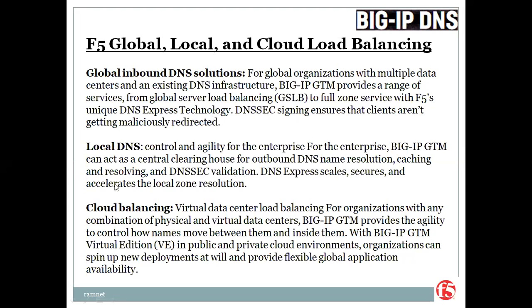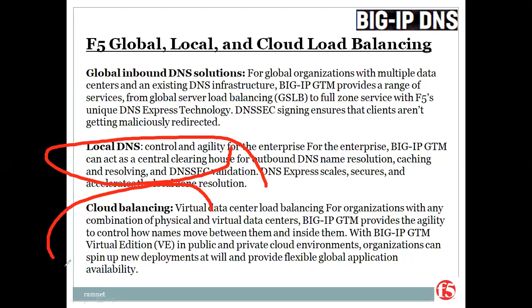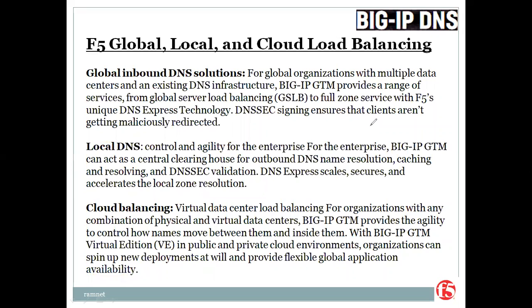Local DNS is used locally. If you would like to monitor something, or keep your DNS local, you can go with the local DNS. For cloud balancing, if you install all your servers on the cloud, either AWS or Azure or Google Cloud or something, we can go with the virtual edition. That's what I was telling. This is global inbound; in your data centers, you can keep this. This is local DNS, for your local on-prem activity. This is for cloud, a complete cloud solution you can have. So let me go to the next slide.